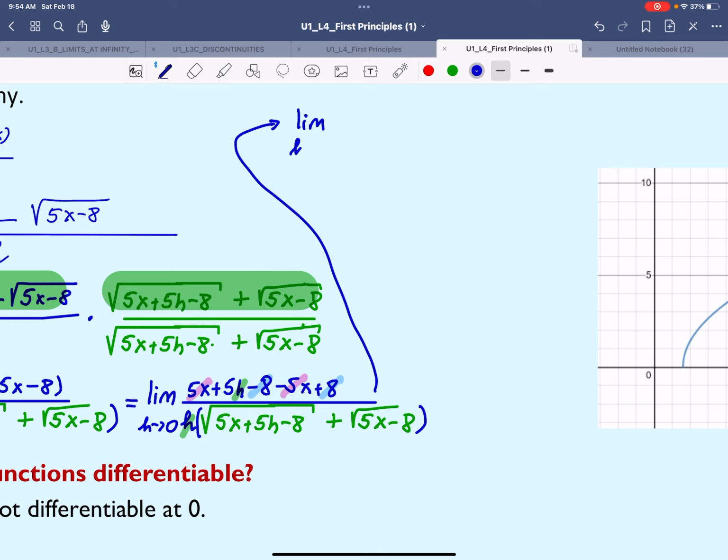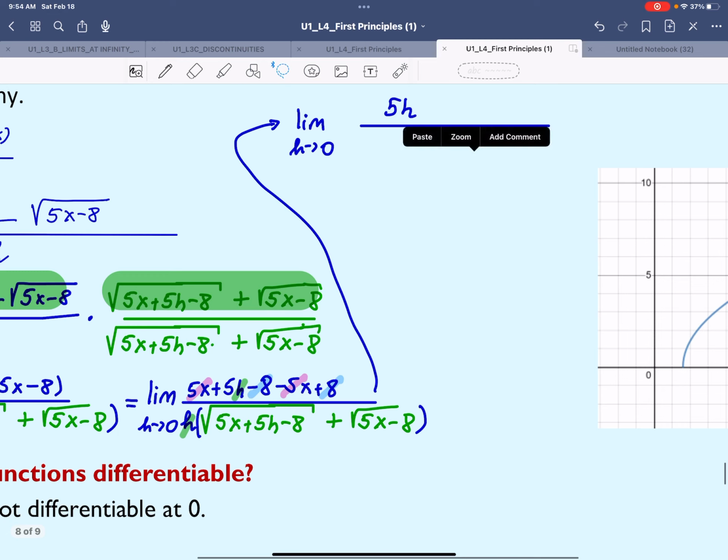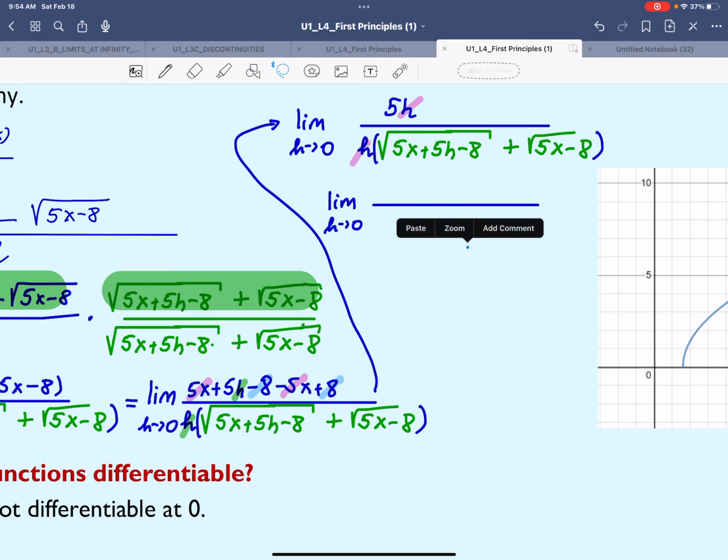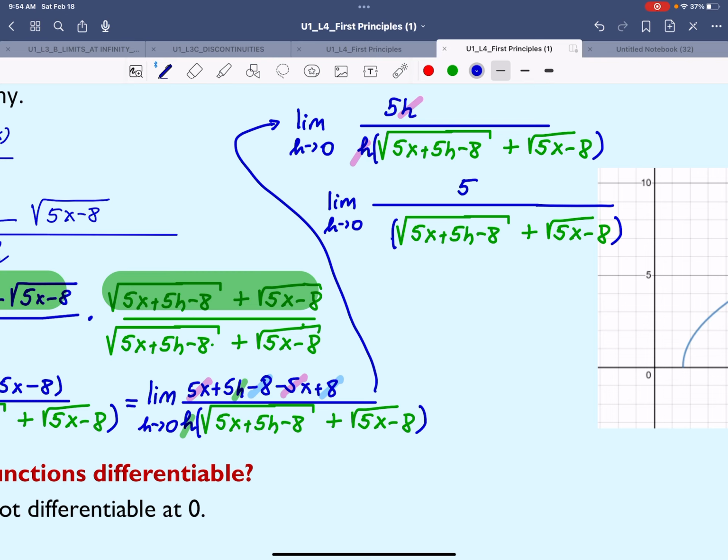So the limit as h approaches 0 of 5h divided by that entire denominator. So we can now chop. So that would be the limit as h approaches 0 of big fraction. Let's paste this one more time here. And in the numerator, we're going to have just number 5. So now we're ready to substitute h by 0.